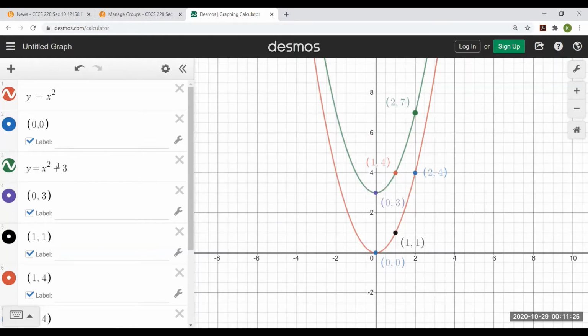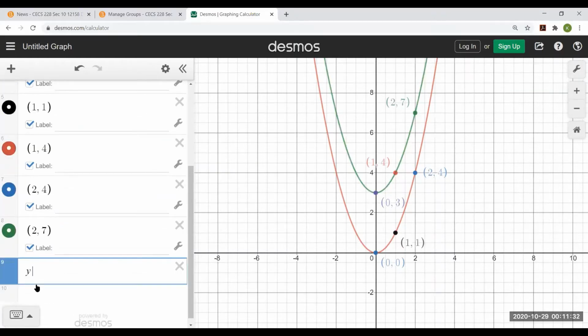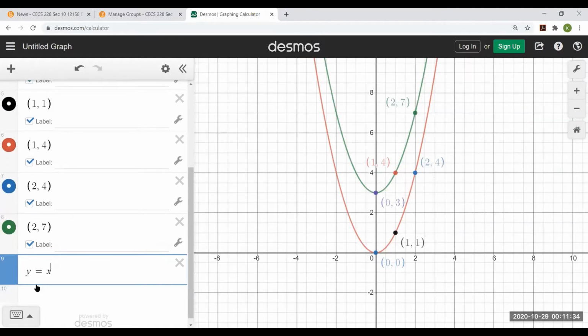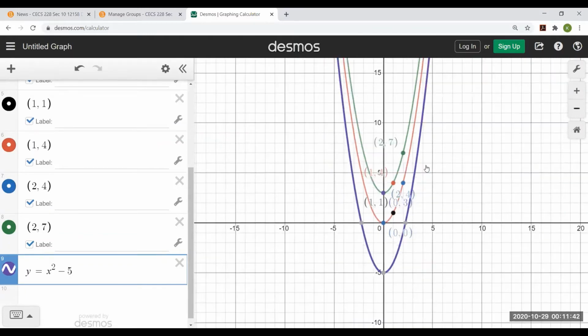Something similar is going to happen if we have minus instead of plus. If I now create a new graph that is y equals x squared minus 5, and I'll zoom out so we can see the rest of the graph, we see that the vertex is no longer at 0, 0, it's at 0, -5. That's because the y coordinate has shifted down to 0, -5.